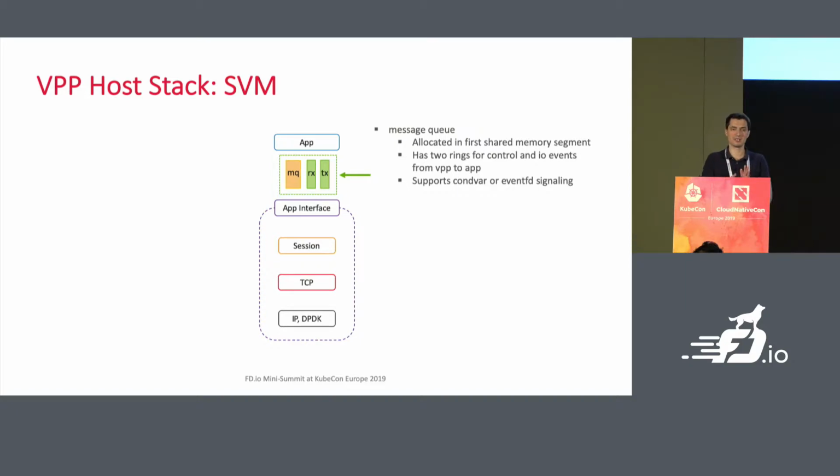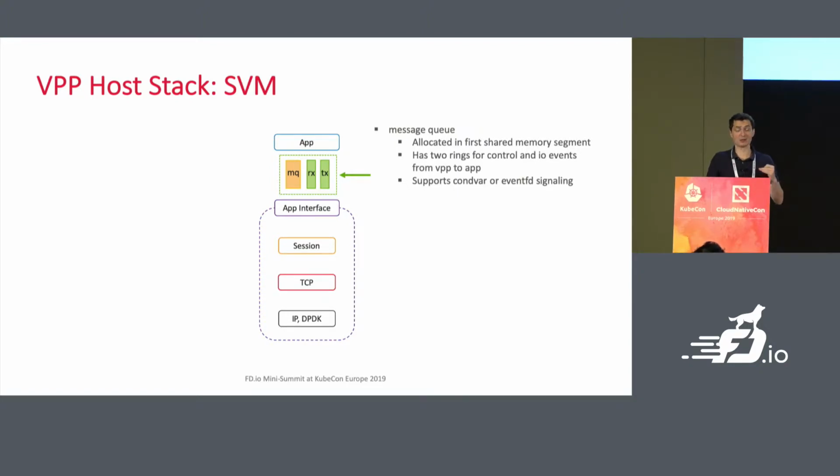We do this separation because I/O events are much smaller, fixed size, and they're much more prevalent compared to control events. Therefore, we can optimize the geometry of the message queues much better if we do the separation. And another very important thing here is that message queues support both blocking and non-blocking enqueuing and dequeuing of messages.